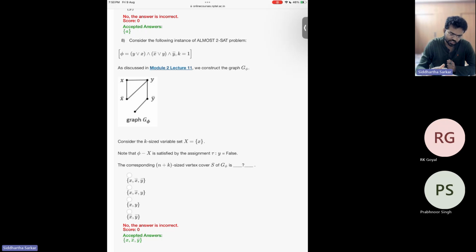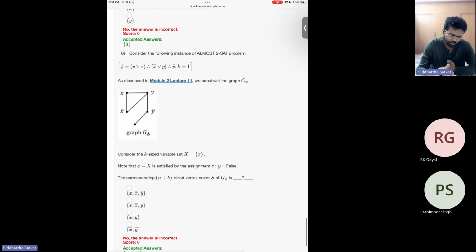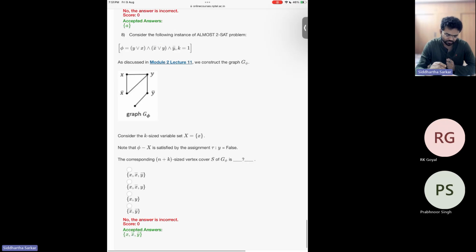So if you just worry about nothing but what the question is asking: can you give us an n plus k sized vertex cover for this graph? What is n? The number of vertices, the variables in the Boolean formula. There are only two, x and y, and k is said to be one. So you are asking for a three-sized vertex cover for this graph, and then you can identify the answer from the possible options.